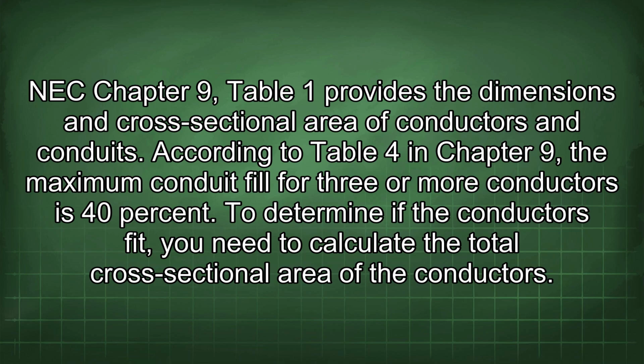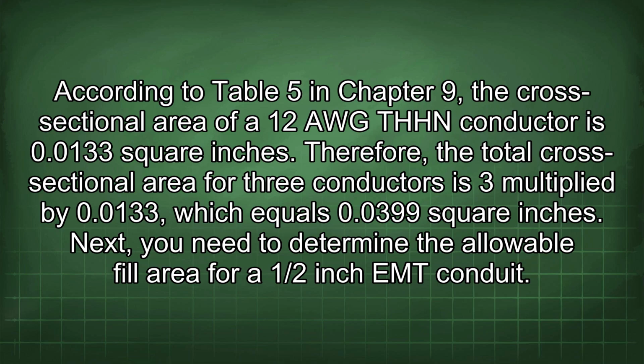To determine if the conductors fit, you need to calculate the total cross-sectional area of the conductors. According to Table 5 in Chapter 9, the cross-sectional area of a 12 AWG THHN conductor is 0.133 square inches. Therefore, the total cross-sectional area for 3 conductors is 3 multiplied by 0.133, which equals 0.399 square inches. Next, you need to determine the allowable fill area for a 1/2 inch EMT conduit.